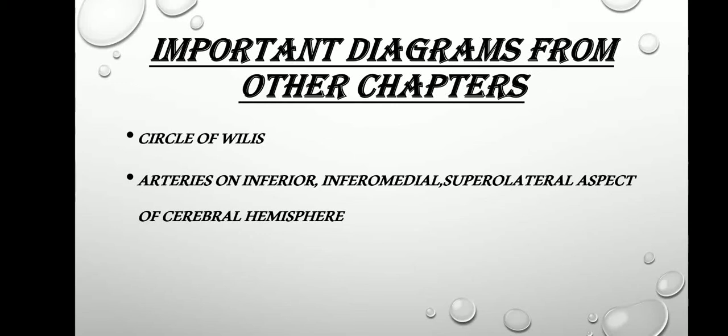Now, important diagrams from other chapters that can be asked: circle of Willis is the most important. Arteries on the inferior, inferomedial, and superolateral aspect of the cerebral hemisphere is also an important question.